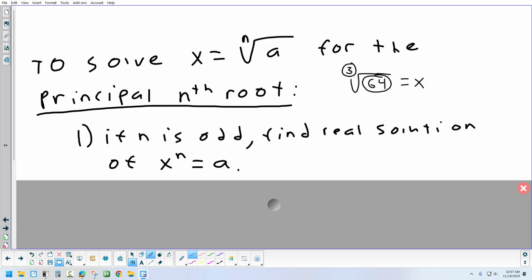So what you're really solving is an equation like that. Can you find a number that you can raise to the 3rd power, and the answer comes out to your radicand? If you can figure out how to solve that equation, then you know the cube root of 64. So in this case, what would be the cube root of 64? 4. Yep.